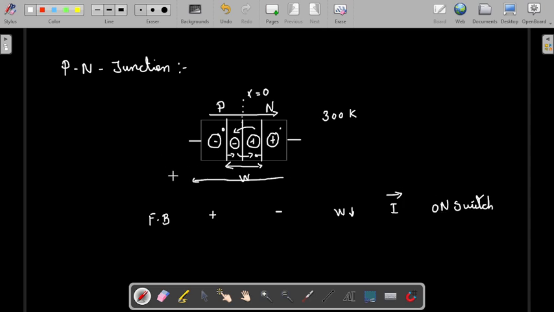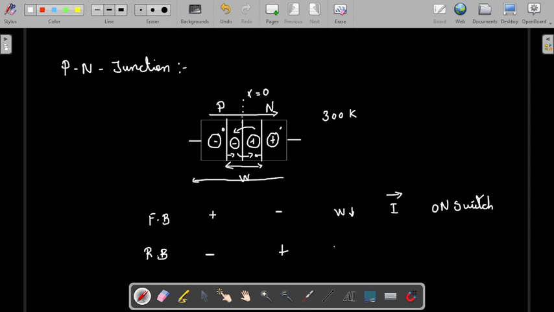So here what is happening is that we are supplying a battery, then current is going, so we are stating that it is on. Another operation is the reverse bias. What we will do is reverse the polarity. So the negative is applied to P and positive is applied to N. Then what will happen? More holes will come here. Then these electrons will be neutralized by the holes, and these holes will be neutralized by electrons.